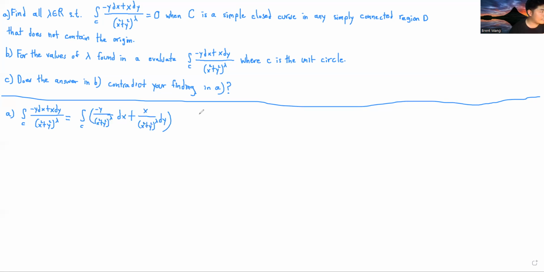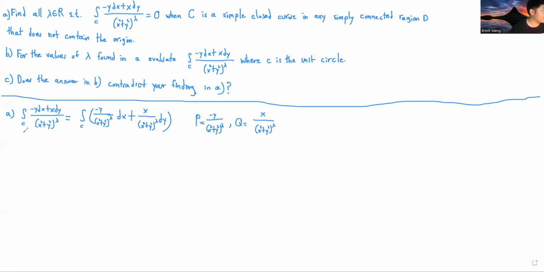And then I can easily identify my P and Q from here. So P is negative y over x squared plus y squared to the power of lambda. And Q is going to be equal to x over x squared plus y squared to the power of lambda. All good? Okay. So obviously you would probably have to state the conditions of Green's theorem, but I'm not writing an exam, I'm just explaining to you the concept.